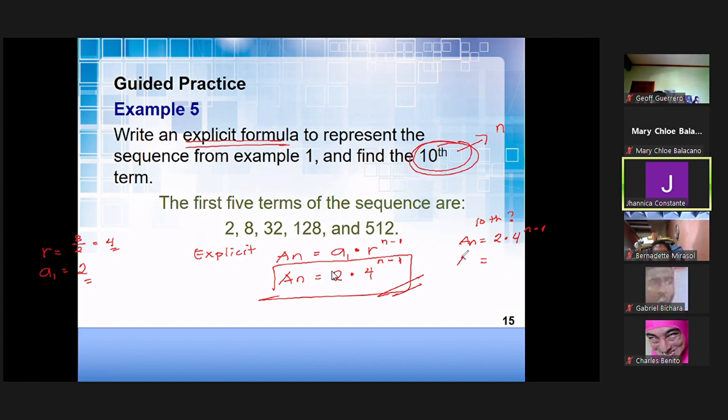So a_n equals 2 times 4 raised to n minus 1. Our n is 10, so we have 2 times 4 raised to 10 minus 1, and 10 minus 1 is 9. So 2 times 4 raised to 9 is equal to 524,288. So ito ang ika-10th term of our geometric sequence.